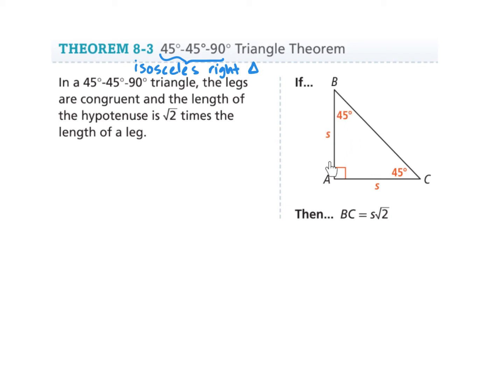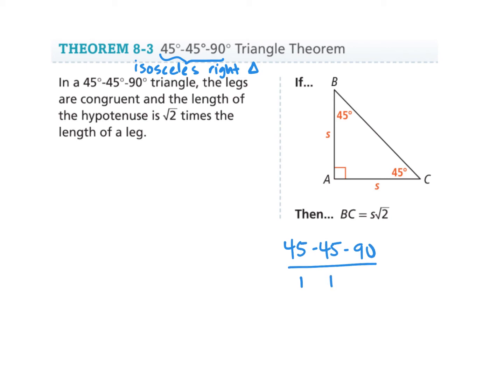So in my picture right here, where I have my 45, 45, 90, where legs are s, the hypotenuse BC is going to be s times the square root of 2. One way I kind of refer to this idea is I say, all right, so if we have a 45, 45, 90 triangle, maybe the most basic form of this triangle is where each leg is 1, right? It's 1 unit long.